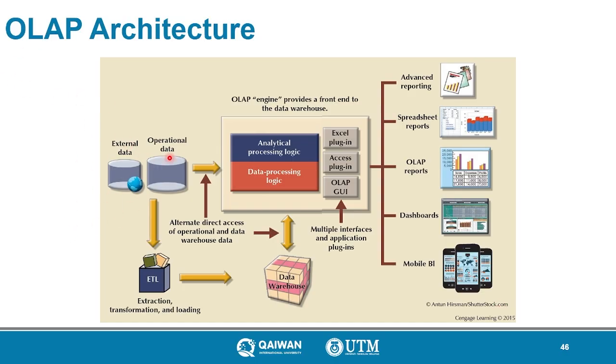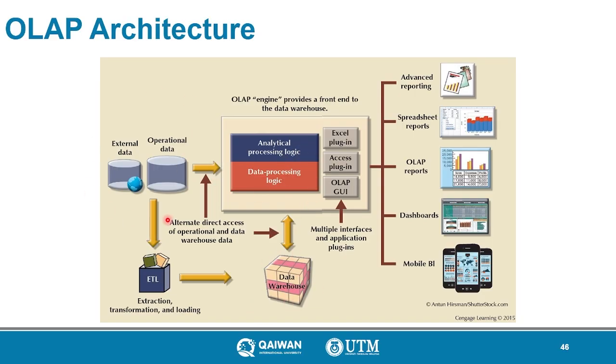We have the external data or operational data. We will feed it into ETL, and ETL will transform it, do its magic, and send it to the data warehouse. Now, we have an alternate direct access of operational and data warehouse data. From here, we can feed the data, and also we can take it from the data warehouse itself.